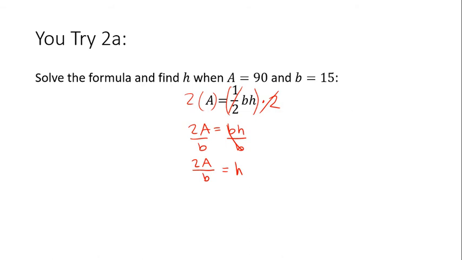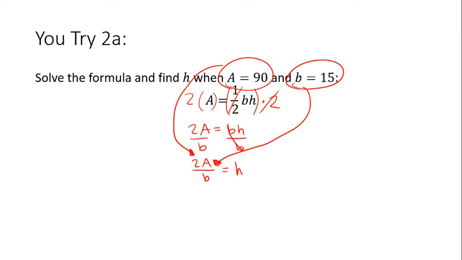Now I just plug in my numbers. I know that a is 90, so I'm going to plug that in. And I know that b is 15, so I'm going to plug that guy in. So I'll have 2 times 90 over 15 is equal to h. Excellent. So now I can just use my calculator again, and I will get 12. H is equal to 12.